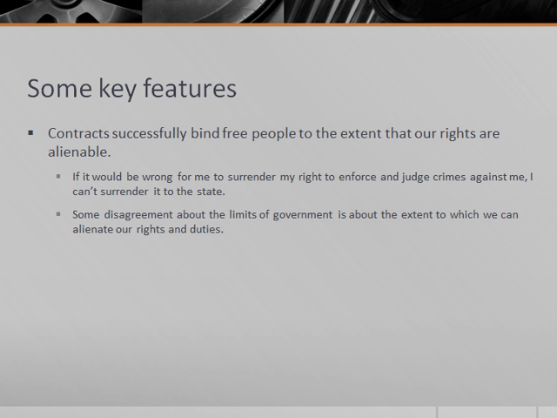So if it would be wrong for me to surrender certain rights, like if it would be wrong for me to surrender my right to enforce and judge crimes, then I can't surrender it to the state, and so any contract that I sign to that effect would be null and void. So, for example, I can't consent to surrender your rights because they're your rights. So anything that you consent on, you can't really consent on behalf of other people.